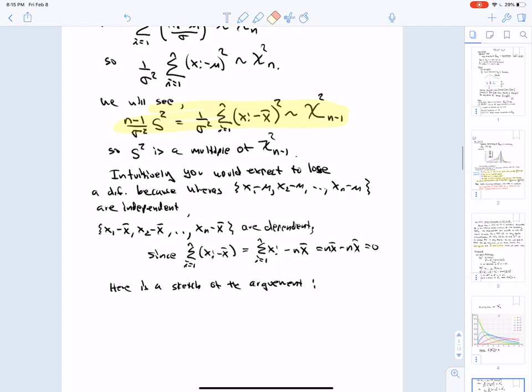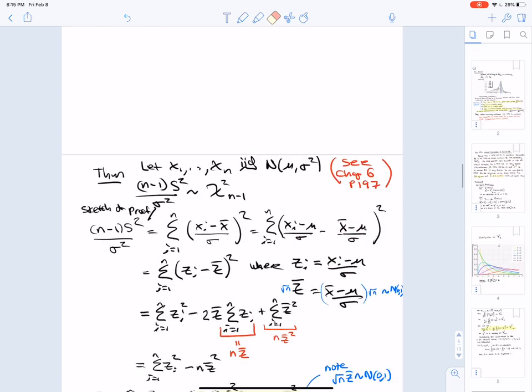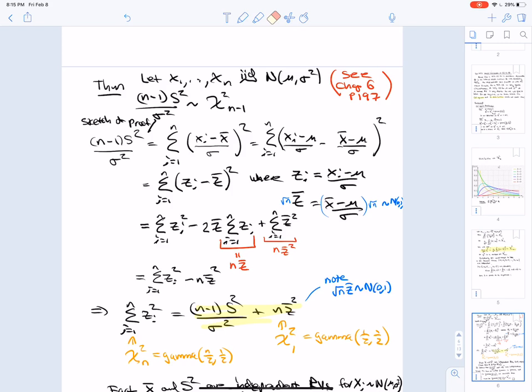It is plausible that you lose a degree of freedom there because although the xi minus mu are all independent, the xi minus x bar are dependent. So they're not going to be independent anymore, and you're going to lose some freedom there. But here's an argument. I think it's fairly understandable. Just algebraic steps here.